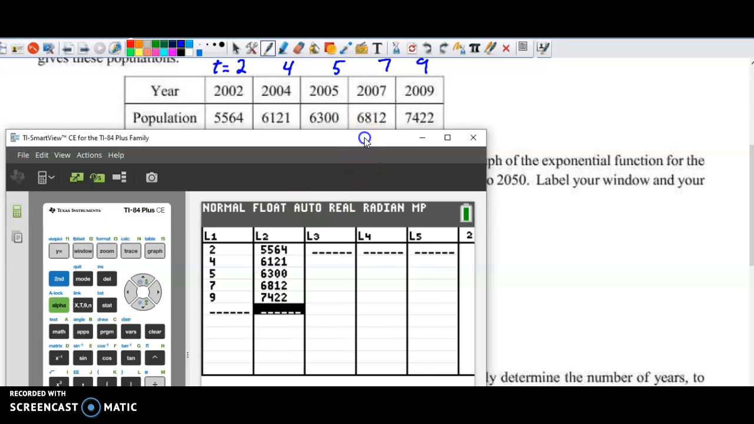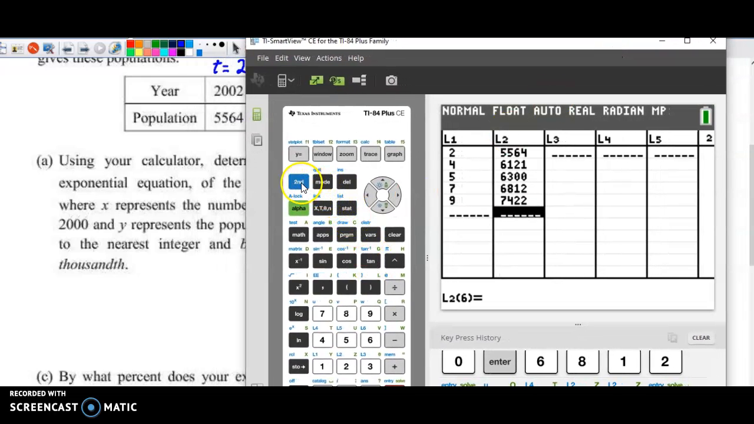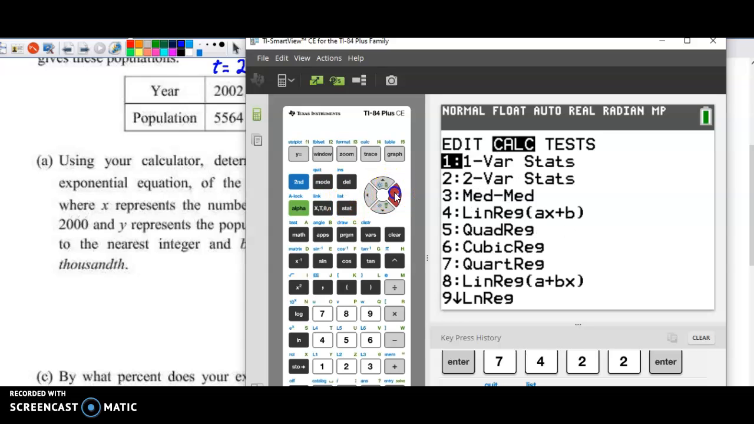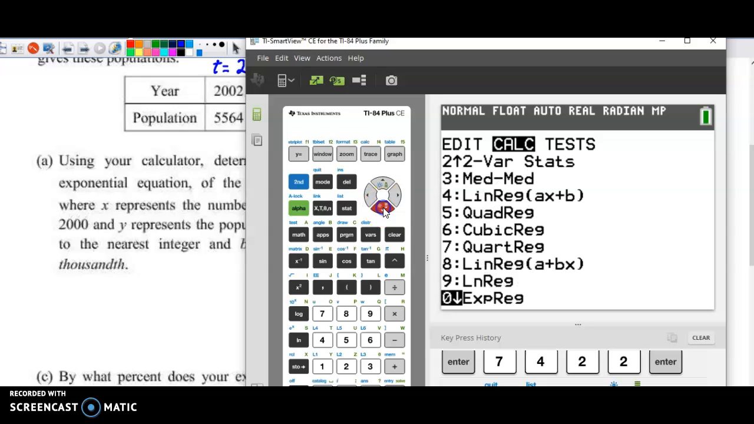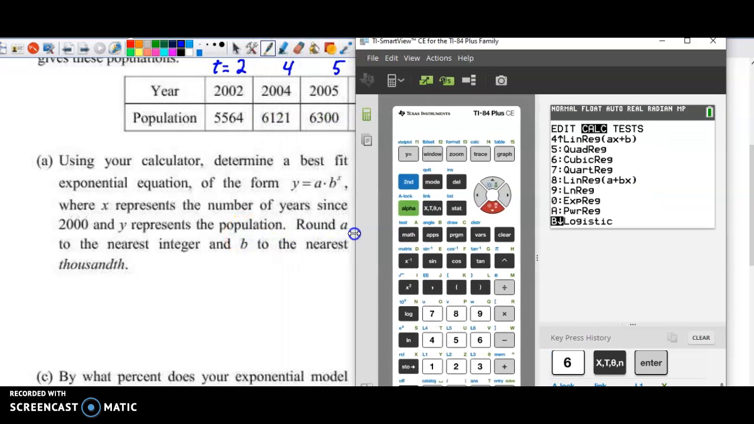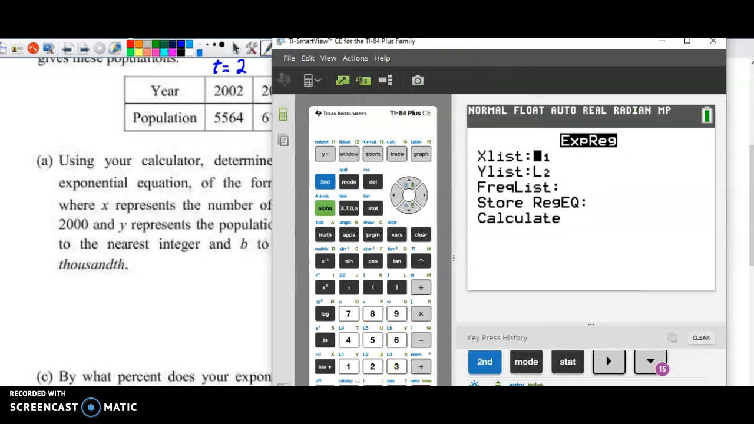And then from here, I believe you have to exit out of this, so hit second mode. And then when you hit that stat key again, over to calculate, and you might want to rewatch this. I know I'm probably going fast here, but somewhere in here is an exponential regression. Kind of curious if it's that. Yeah, it must be that exponential regression. I was hoping it just said it. But anyway, I'm going to hit enter.